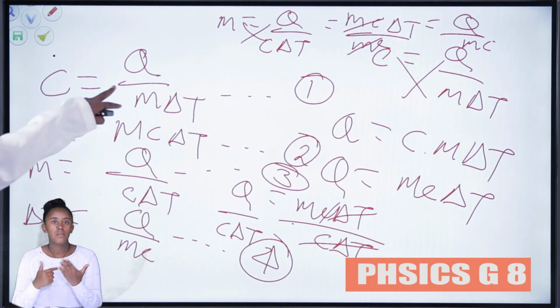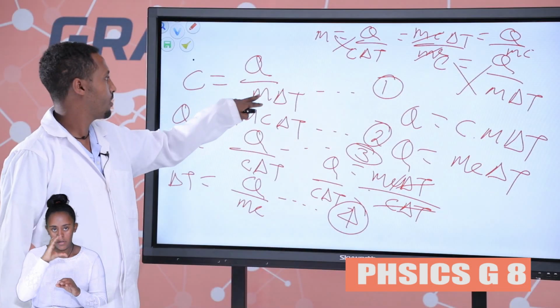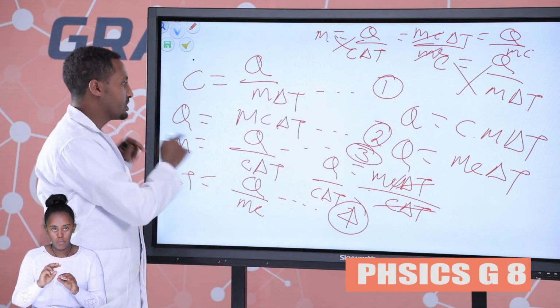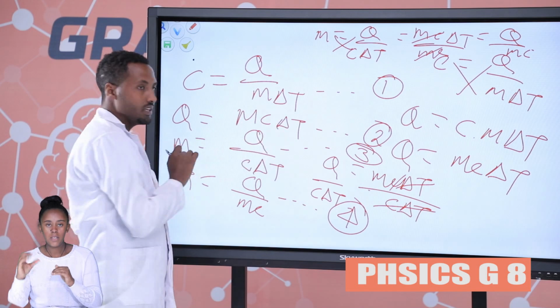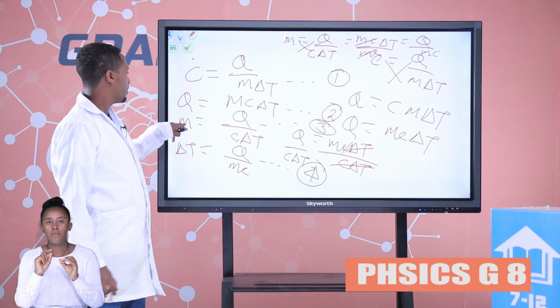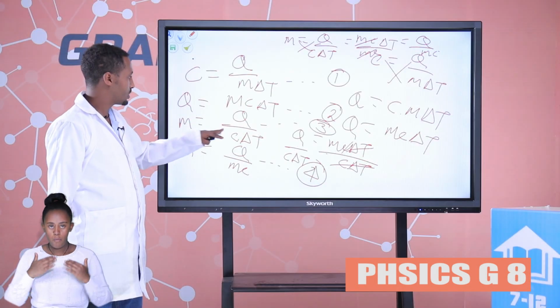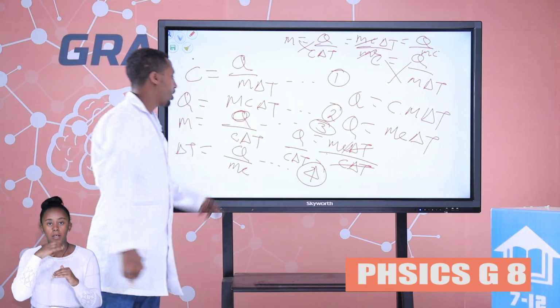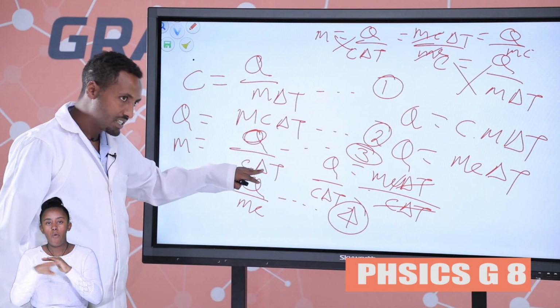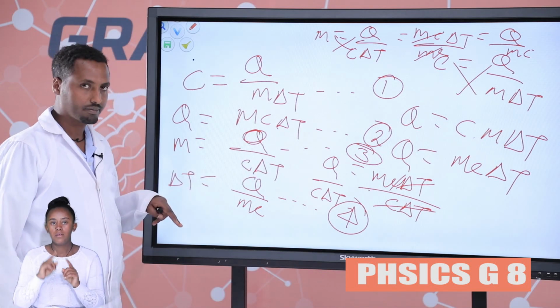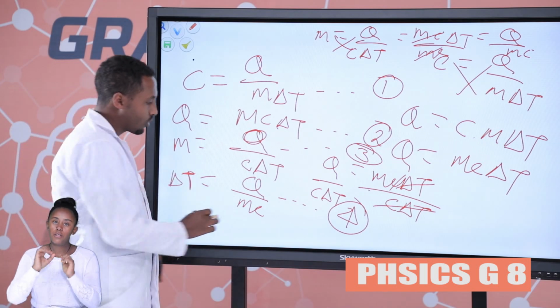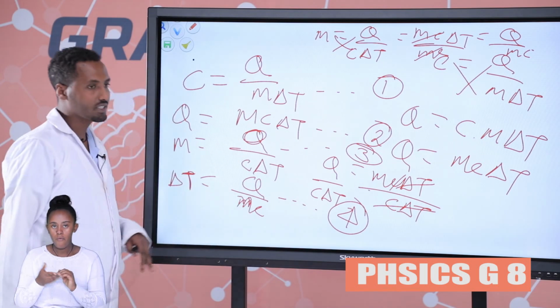So formula 1, C is equal to Q over M change in T. Formula 2, heat energy is equal to MC change of T. And also mass of a body is equal to heat energy over specific heat capacity times change of temperature. And also change of temperature is equal to Q over M times C.